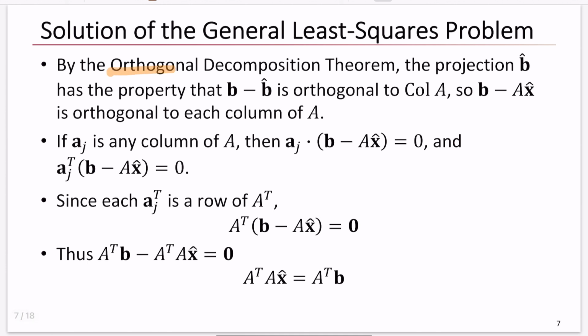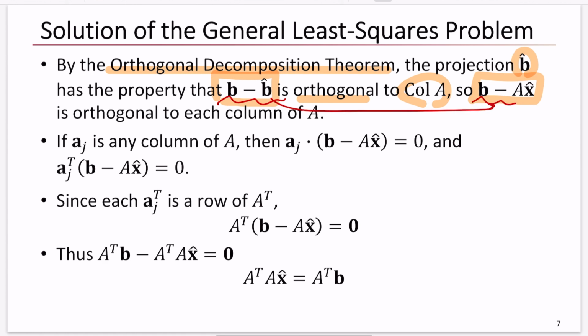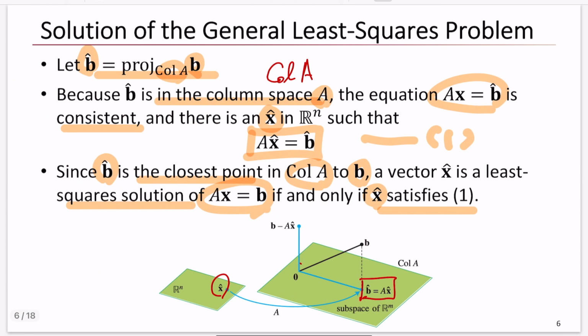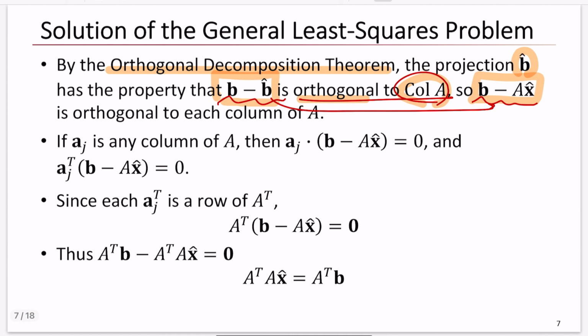By the orthogonal decomposition theorem, b hat has the property that b minus b hat is orthogonal to the column space of matrix A. I mean, b minus A x hat is orthogonal to the column space of matrix A. We know it's always orthogonal here. Which means b minus A x hat is orthogonal to each column vector of matrix A.